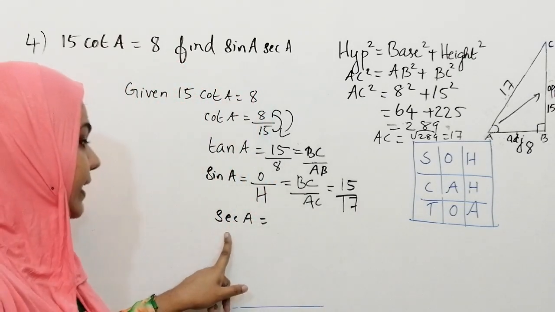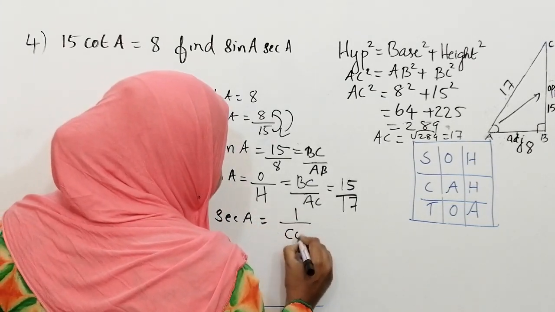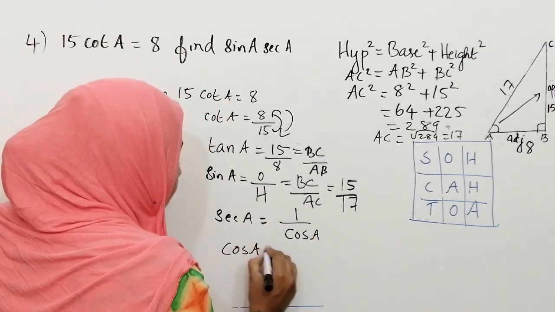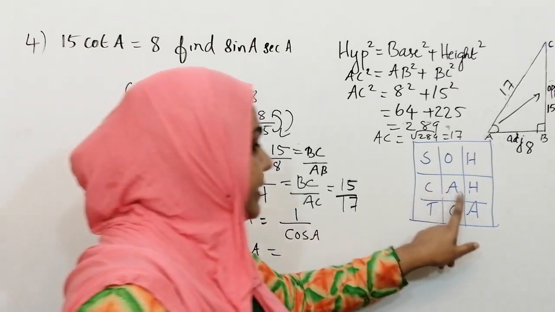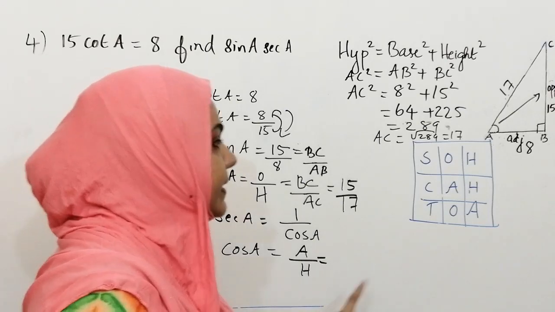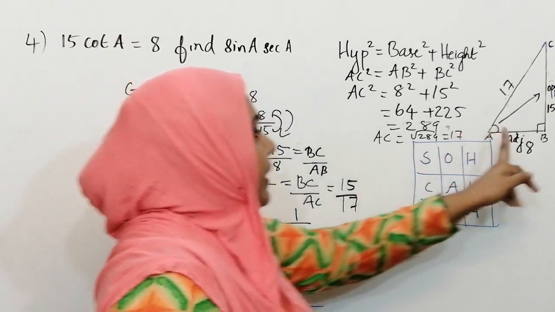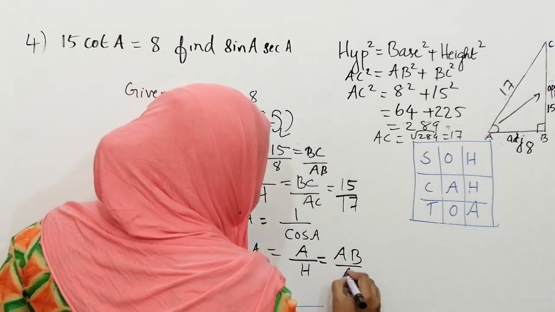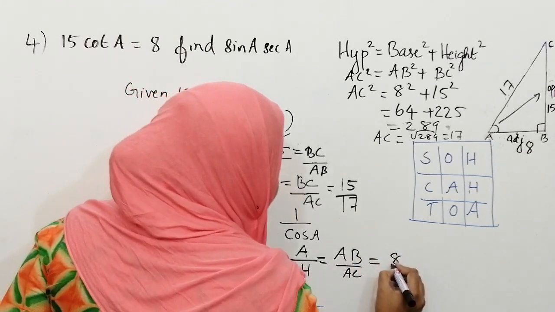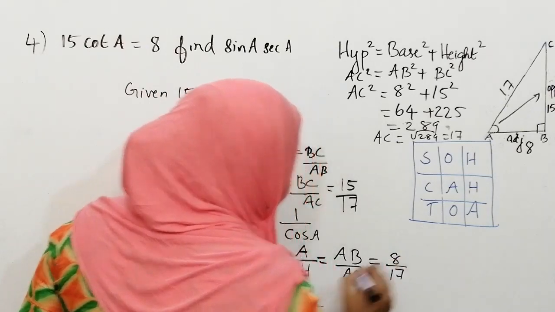So from this what can we say? Sec A is the reciprocal of cos A. So first we can find what cos A is. Cos means adjacent to hypotenuse. So what is adjacent here? AB is our adjacent side and AC is our hypotenuse. What is the value for AB? 8 is the measurement for AB. And what is the measurement of AC? 17 is the measurement of AC.